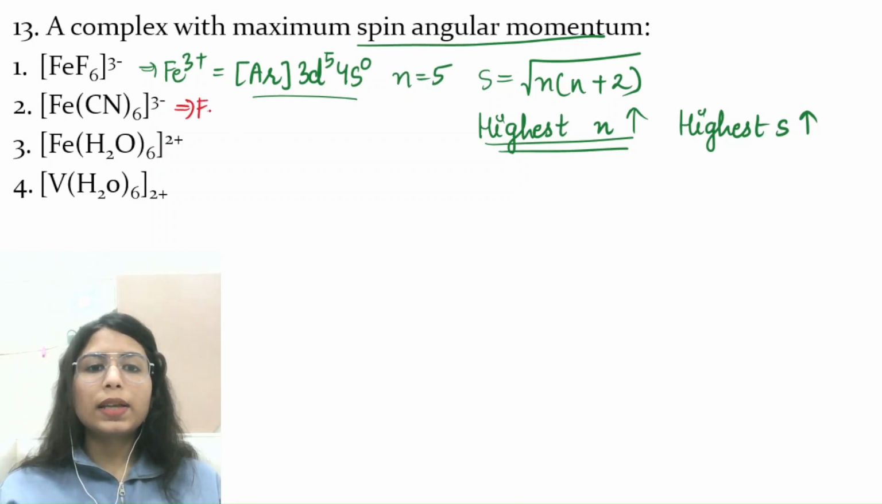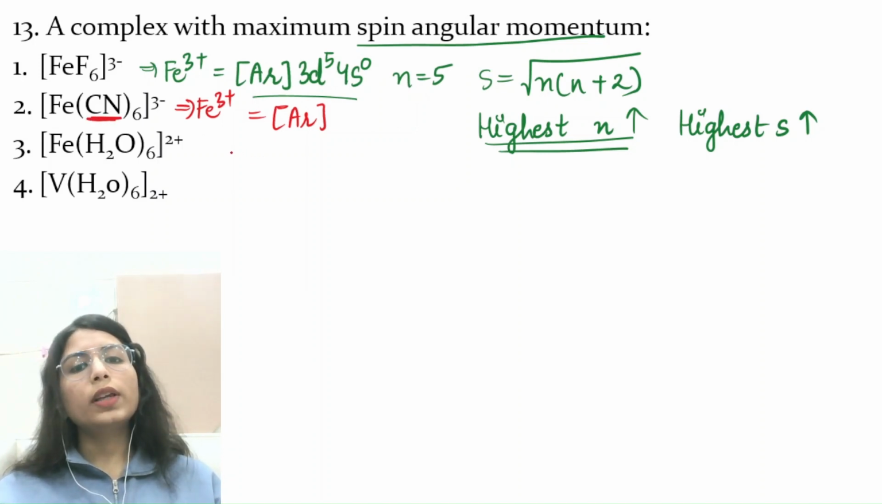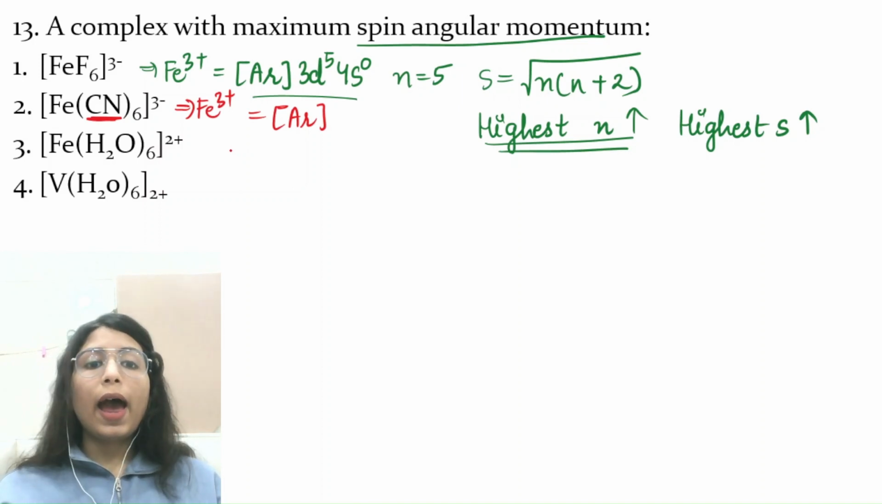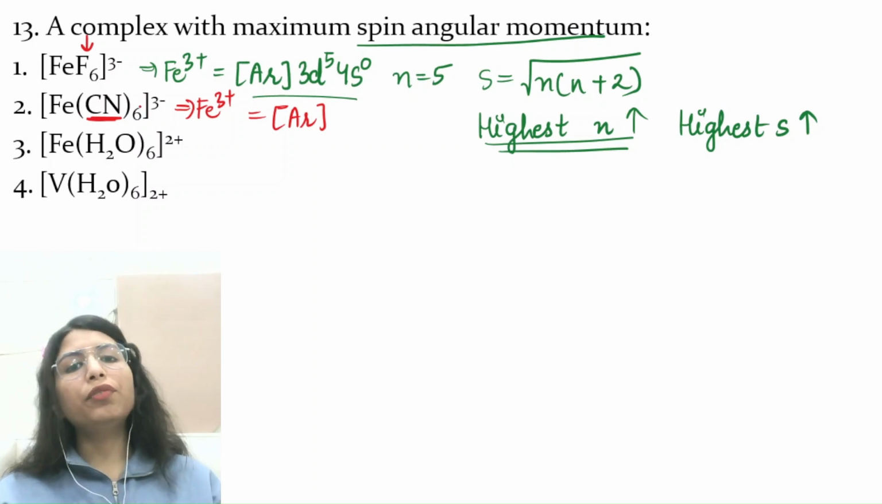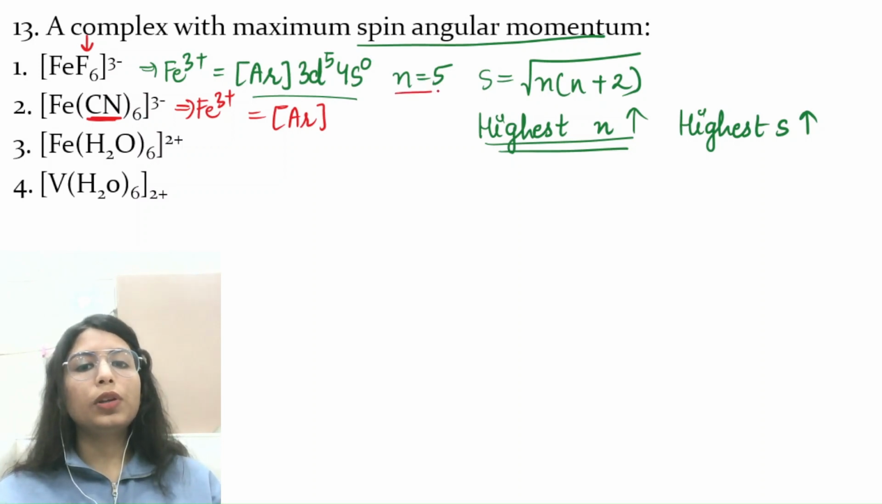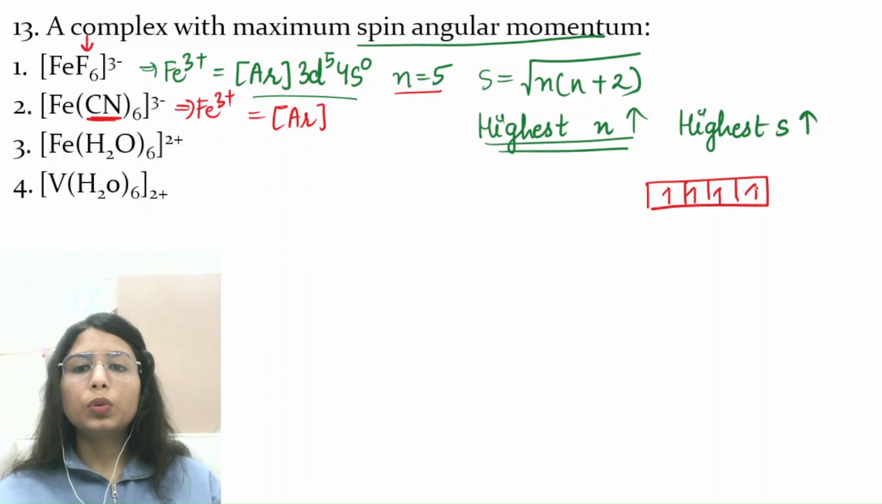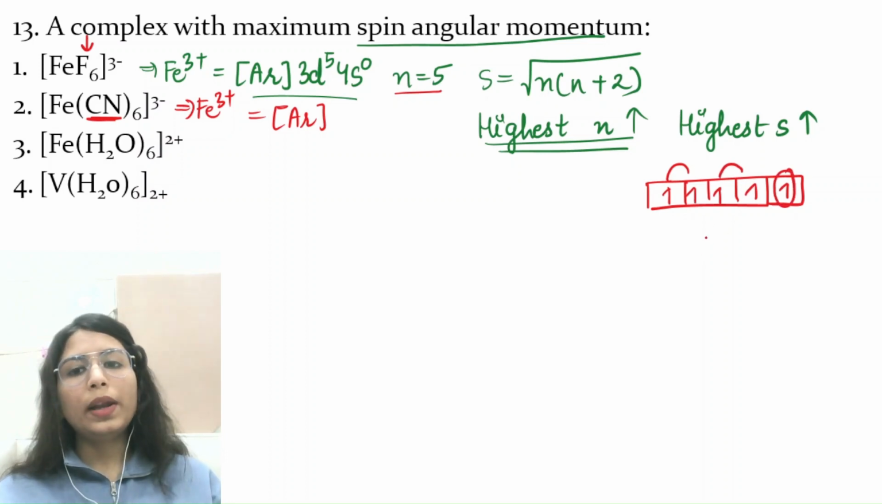Here also iron is present in +3 oxidation state and the configuration would be argon 3d5 4s0. Now, here since CN is a strong ligand, it will pair up all the electrons, and here F negative being the weak field ligand will not pair up the electrons, as a result of which you will get 5 unpaired electrons. But in this case, since the pairing is going to occur, you will be getting 1, 2, 3, 4 and 5, right? So these two will pair up and these two will pair up and you will be left with only 1 unpaired electron.